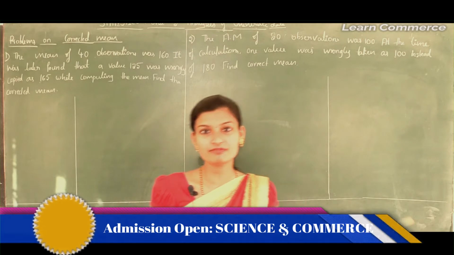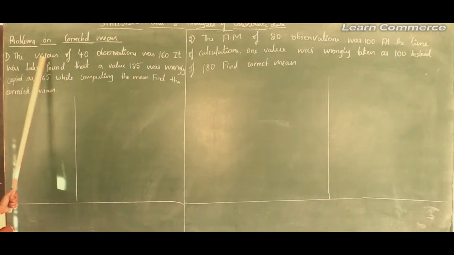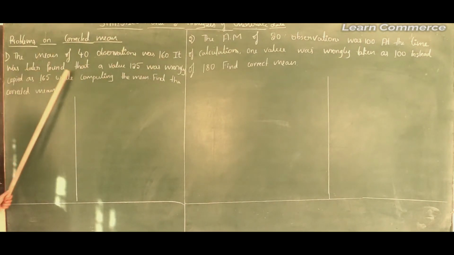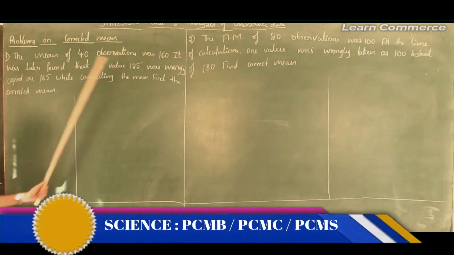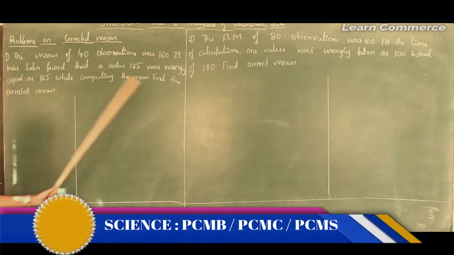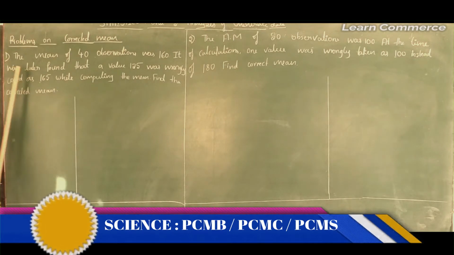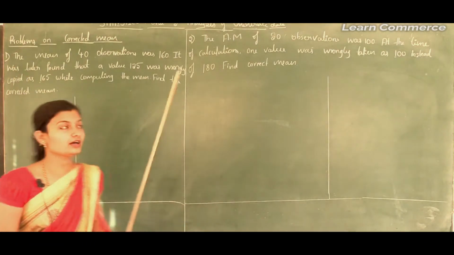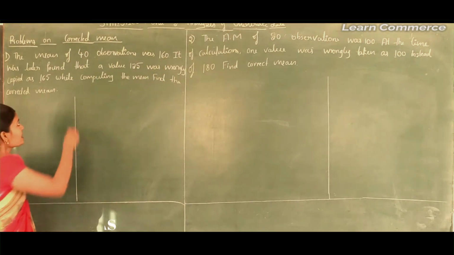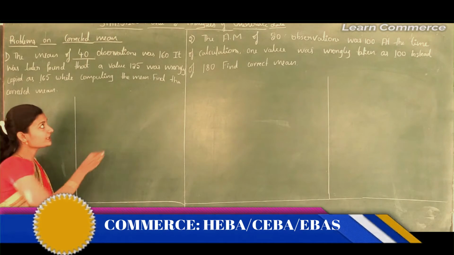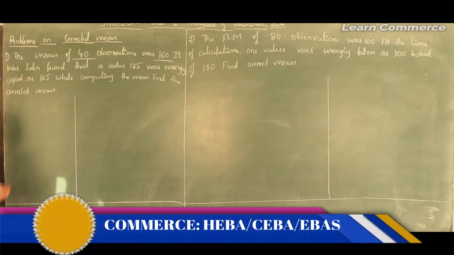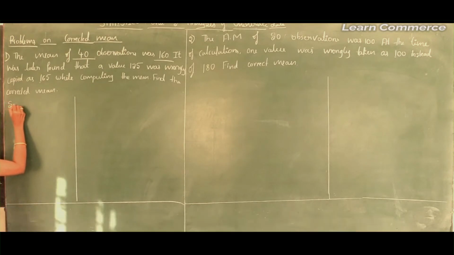Let's start problem number 1. The mean of 40 observations was 160. It was found later that a value 125 was wrongly copied as 165 while computing the mean. Find the corrected mean. So the mean of 40 observations being 160 means the number of observations is 40 and the arithmetic mean is 160.